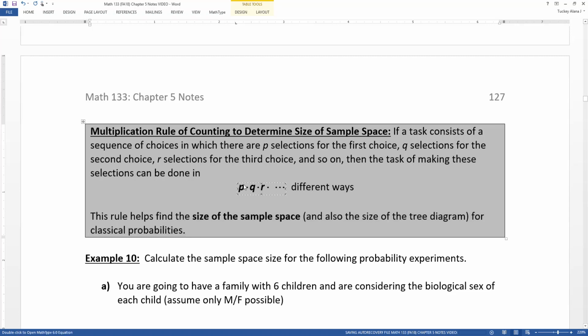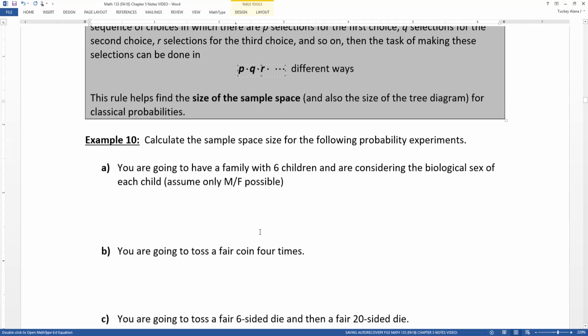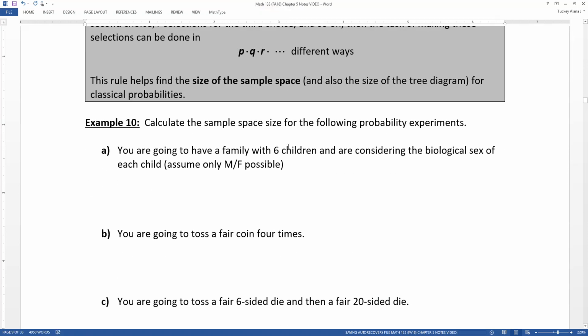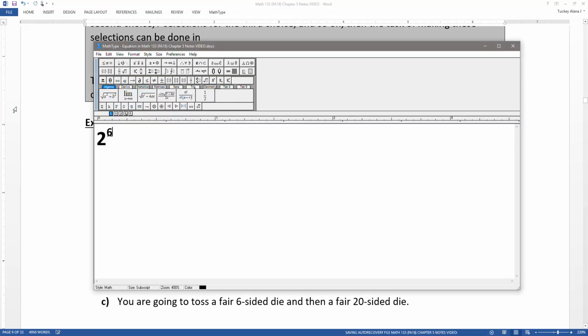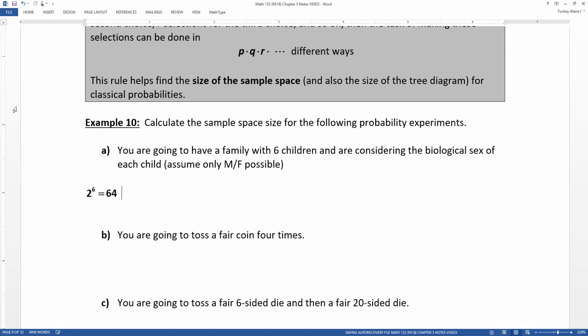2 times for the first kid, 2 for the second kid, 2 for the third, is 2 times 2 times 2, and so on. If you have 2 to the 6, or excuse me, if you have 6 kids, assuming only male, female possible, then that would be 2 to the 6, which is 64 different ways. And so that would be your sample space size.